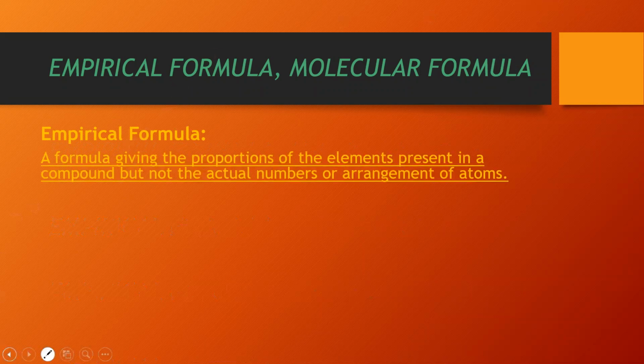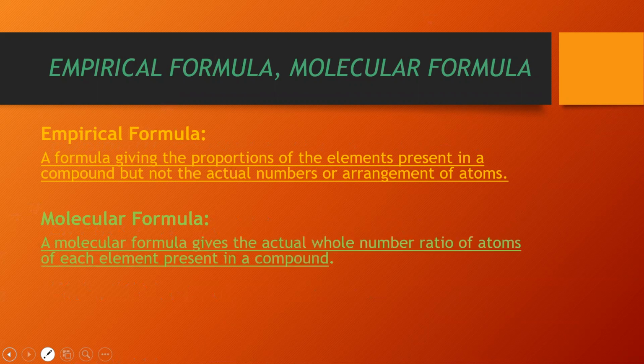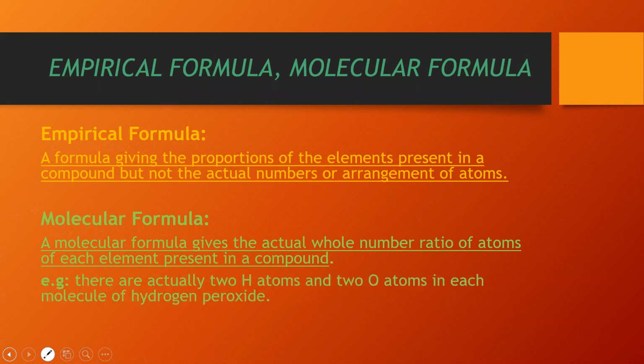A formula gives the proportion of the elements present in a compound but not the actual number or arrangement of atoms. Second question arises, what is molecular formula? A molecular formula gives the actual whole number ratio of atoms of each element present in a compound. For example, there are actually 2 hydrogen atoms and 2 oxygen atoms in each molecule of hydrogen peroxide. So H2O2 is the molecular formula of hydrogen peroxide and HO is the empirical formula of hydrogen peroxide.